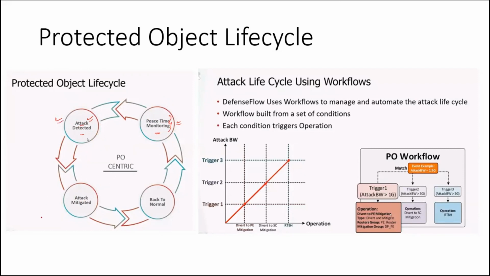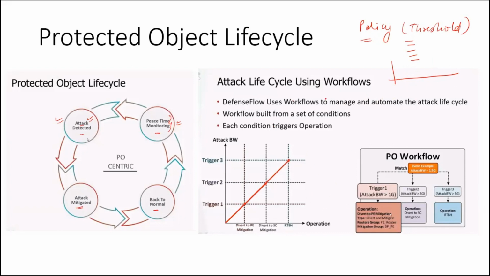If we detect any attack, then it goes to the mitigation device for attack mitigation, and after the attack has been mitigated, it goes back to normal, and again it does peacetime monitoring. So this is basically the protected object life cycle. What is a protected object? Let me explain. A protected object is something for which a policy has been defined. You can say policy, or you can say threshold. They have defined thresholds for different parameters, and if the traffic crosses that threshold, then we get an alert, and with the help of that alert we can distinguish whether it's an attack or not.